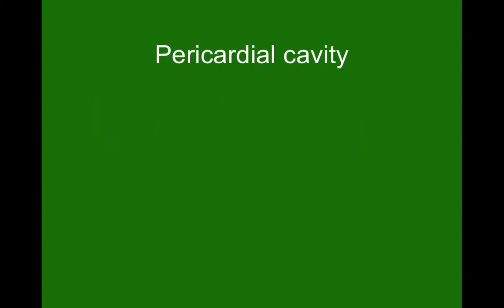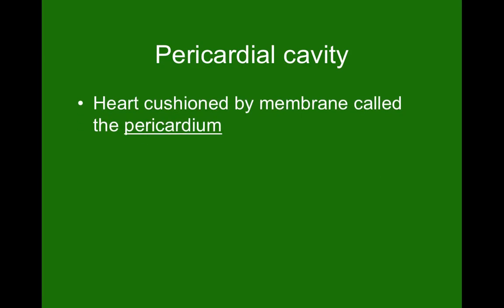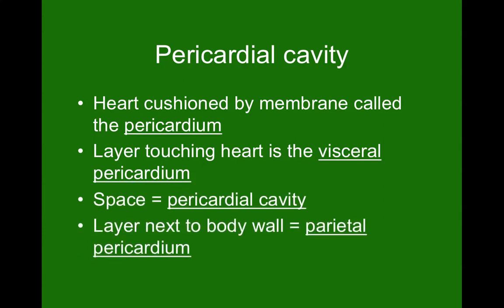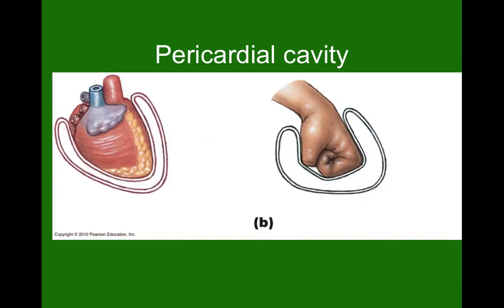In the pericardial cavity, we have the heart, which is cushioned by the membrane that we mentioned before. That's called the pericardium. The layer of the pericardium touching the heart is referred to as the visceral pericardium. And then in between the layers of the pericardium is the space, which is the pericardial cavity. And then we have the layer that is next to the body wall that is referred to as the parietal pericardium. And this is actually kind of a good setup in terms of what this pericardium actually looks like.